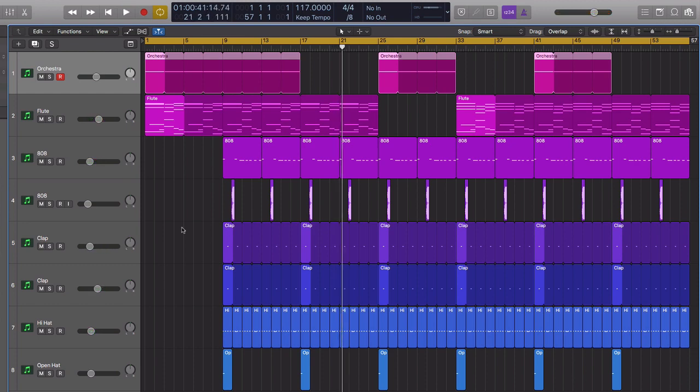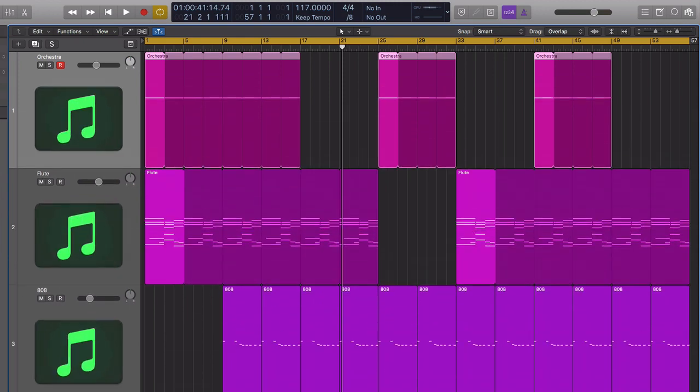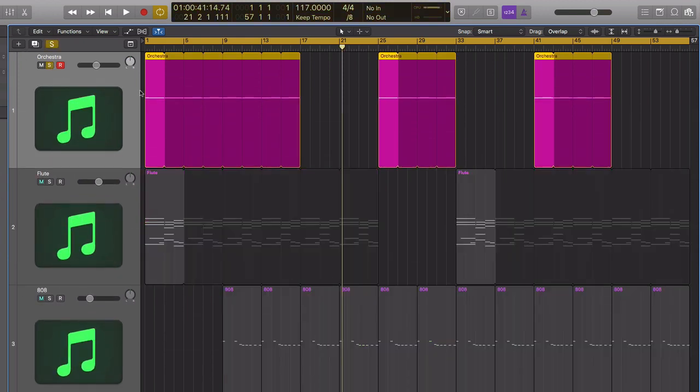As you see, there's the beat, no sample. So first thing that they did was they started with this orchestra sound. This is the sound that I used when I started the beat.